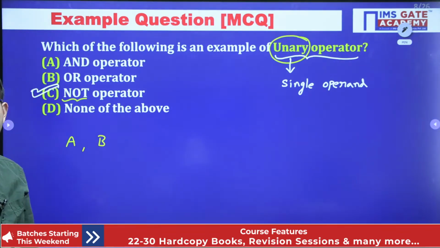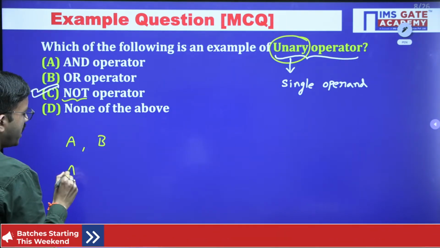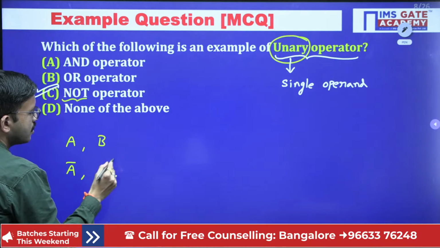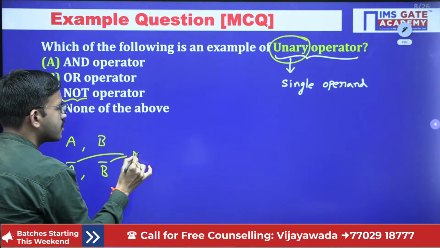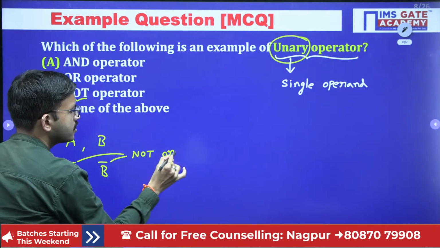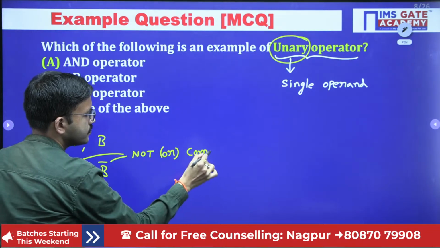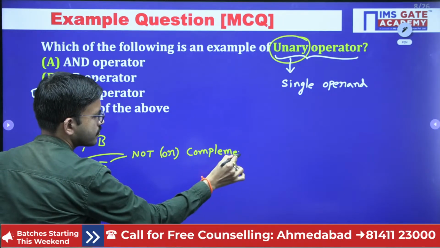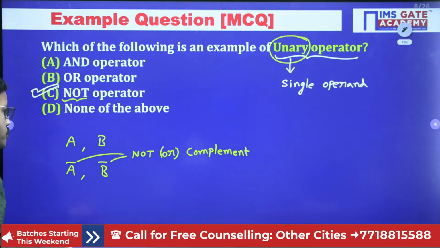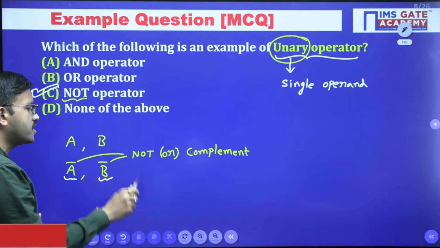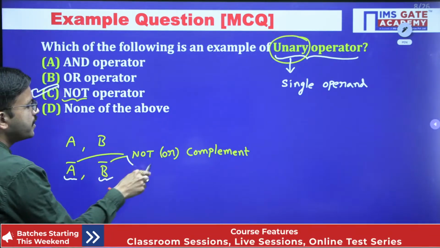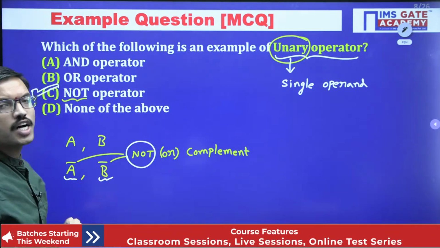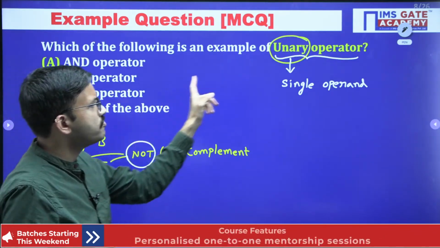So regarding the NOT operation, in general, if you have variables like a, b, this is the normal form. The corresponding complements are a bar, b bar. So here, if you observe, this bar indicates what? Complement, or NOT operation. This complement operation you are performing on a single variable or single operand, right? So that's why the NOT operator is an example of a unary operator.